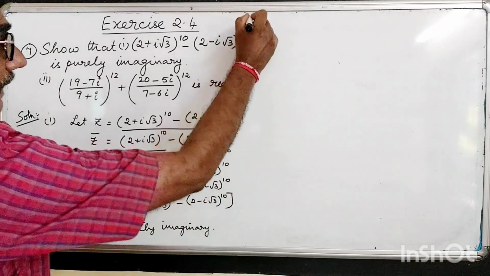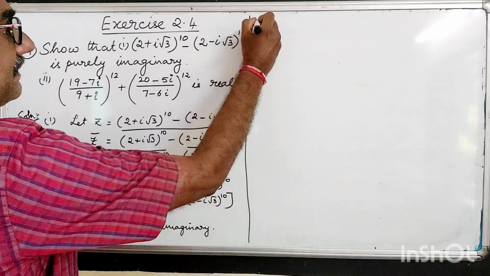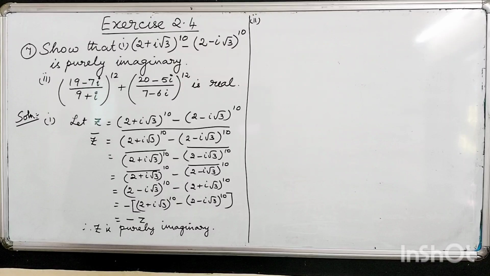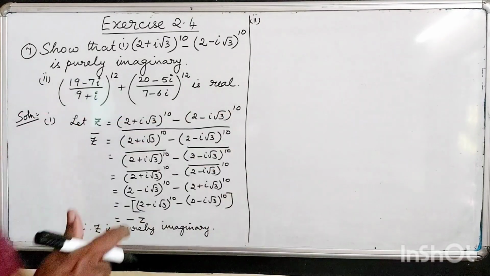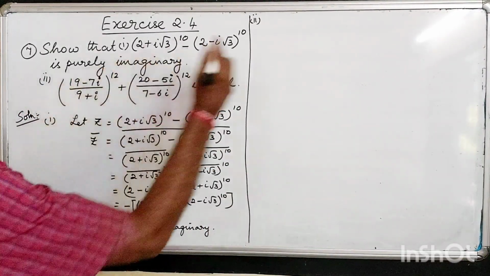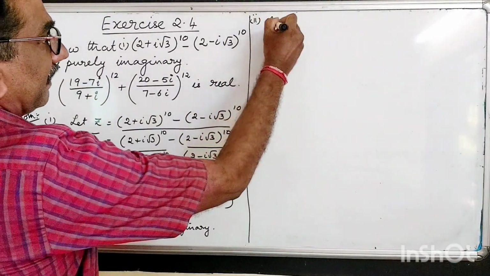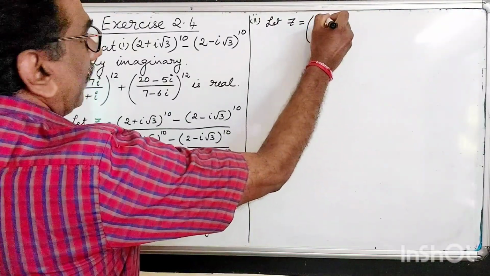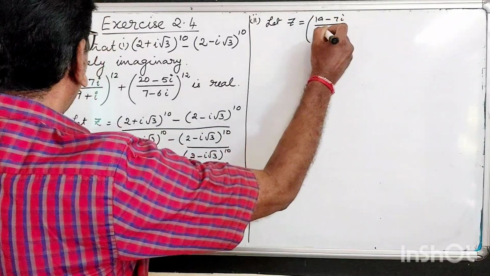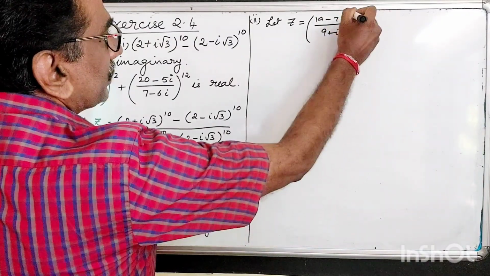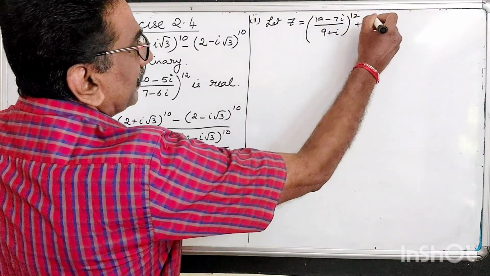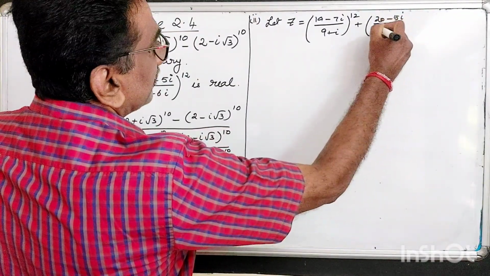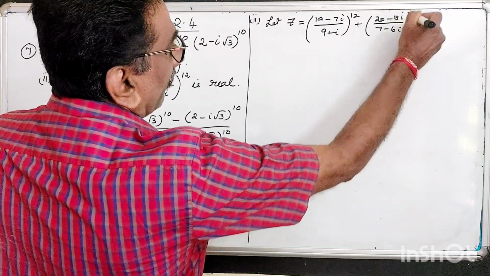In the second part, what is the second subdivision here? I want to show this as real. What is the condition for real? Real kuria condition is z is equal to z bar. But for the complex number given here, let me take the whole thing as z: (19 minus 7i divided by 9 plus i) whole power 12 plus (20 minus 5i divided by 7 minus 6i) whole power 12.